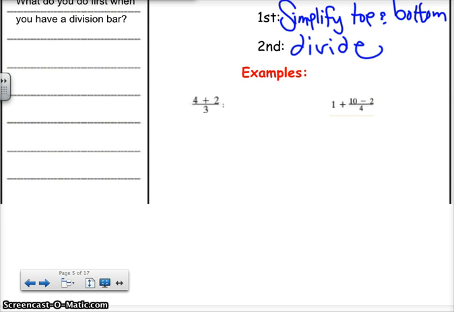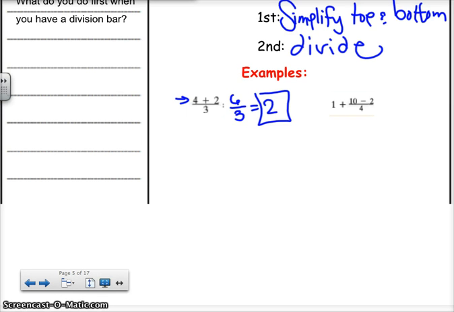Okay, so let's see what I mean by that. All right, 4 plus 2 over 3. The first thing I need to do is simplify this top. So 4 plus 2, 6 over 3, which is 2. I usually show my work in a horizontal fashion with division bars, if they're isolated, which means by themselves.